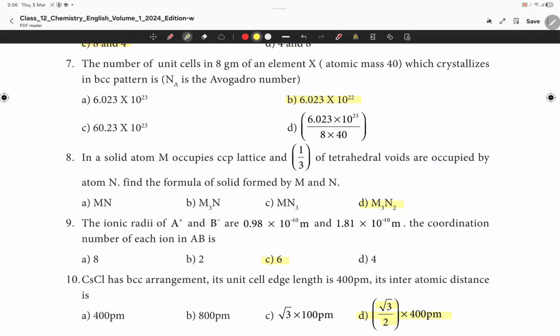The ionic radii of A+ and B- are 0.98 × 10^-10 meter and 1.81 × 10^-10 meter. The coordination number of each ion in AB is 6. CsCl has a BCC arrangement, its unit cell edge length is 400 pm. Its interatomic distance is √3/2 × 400 pm.